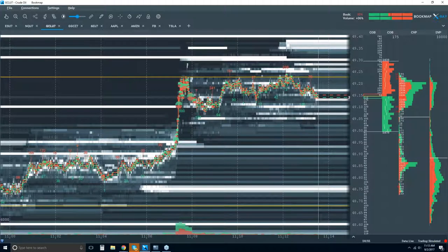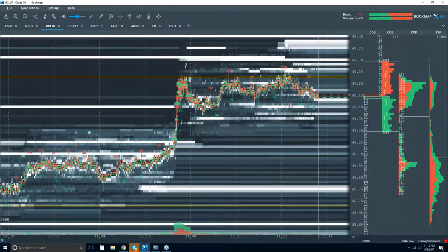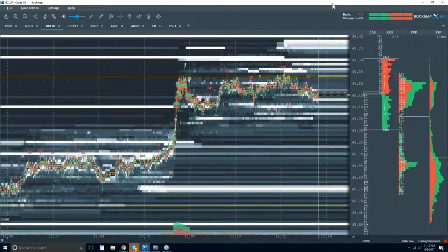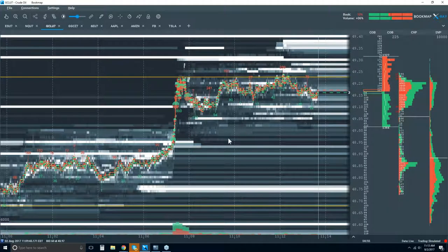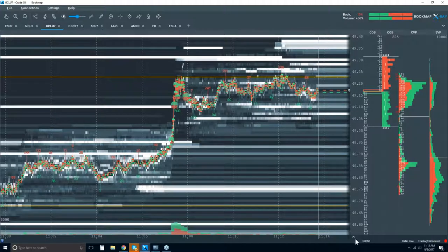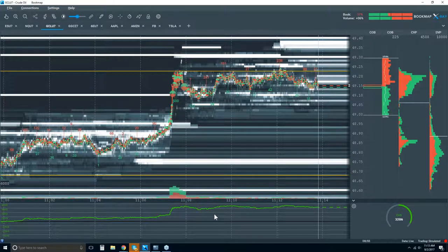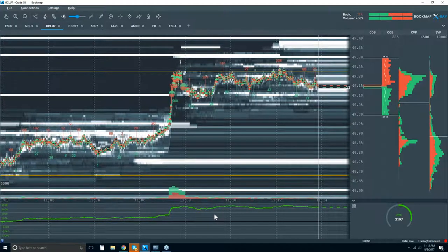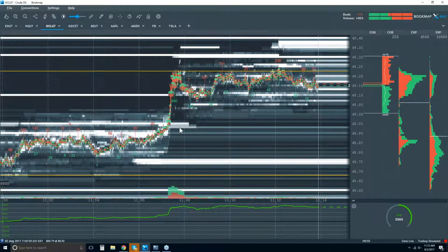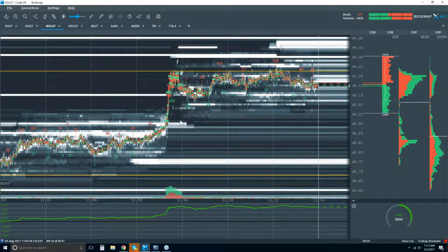Because right now, for example, if you're trading off some sort of MACD crossover, or let's look at an indicator here in the sub panel, or CVD, you're looking for maybe a retest of this area. Well, we might get it. We don't know right now.